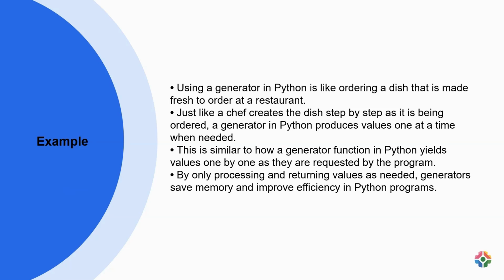at a restaurant. Just like a chef creates the dish step by step as it is being ordered, a generator in Python produces values one at a time when needed. This is similar to how a generator function in Python yields values one by one as they are requested by the program. By only processing and returning values as needed, generators save memory and improve efficiency in Python programs.